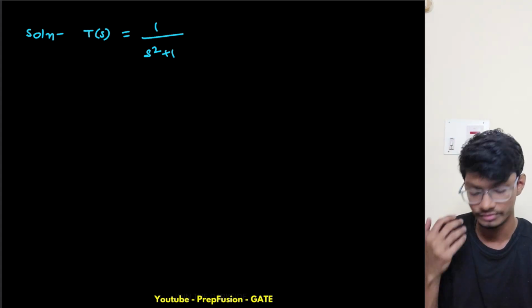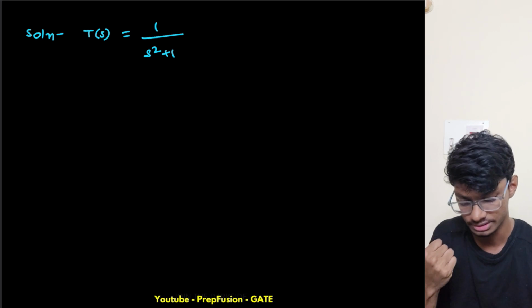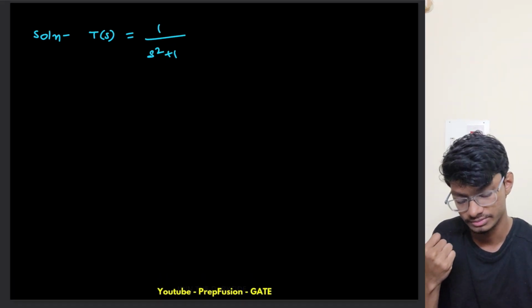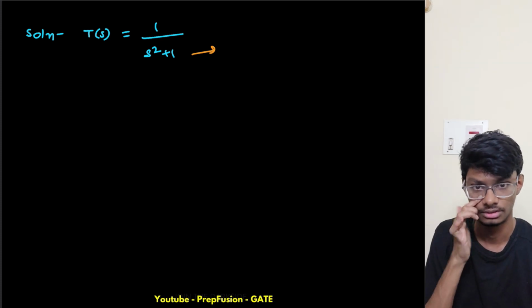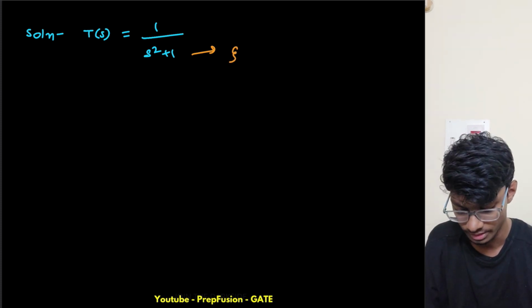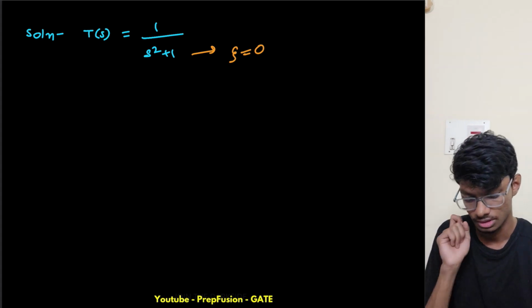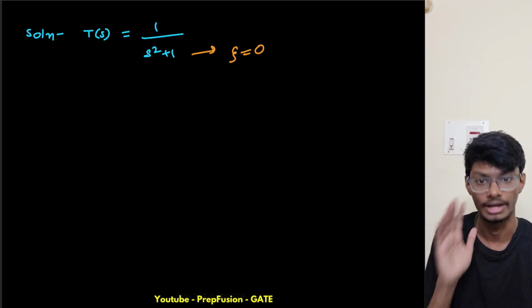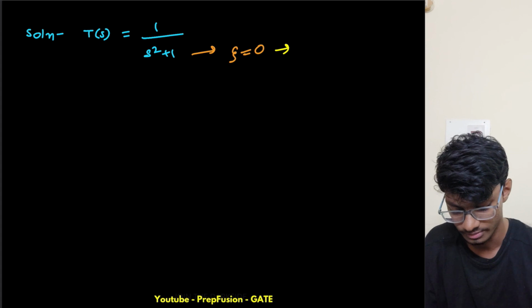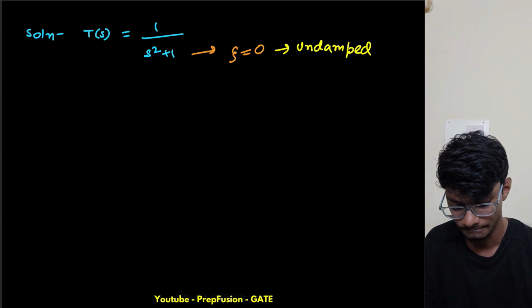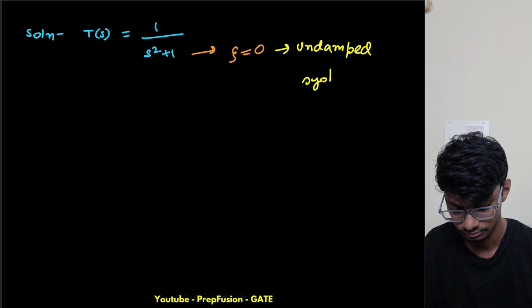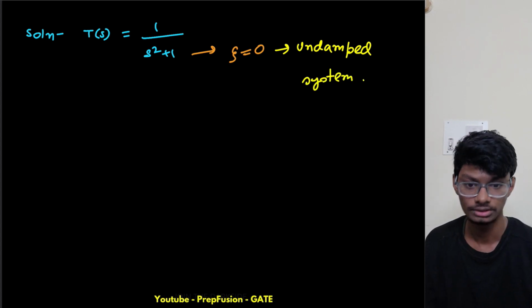Now, if my T(s) equals this one, what do I notice? My zeta is 0. What is my standard characteristic equation? It is s square plus 2 zeta omega n s plus omega n square. So from here I can notice my zeta is 0. If my zeta is 0, what does this mean? There is no damping. So this is the undamped system.